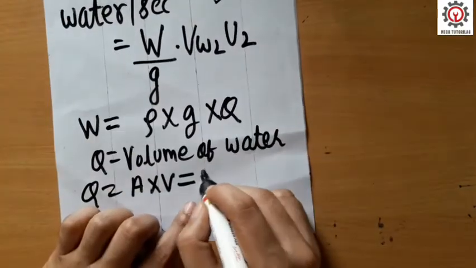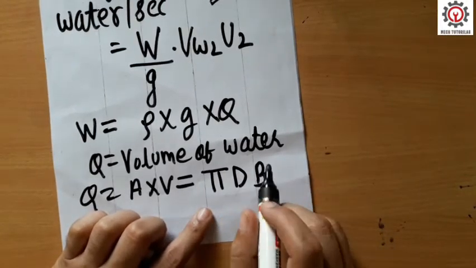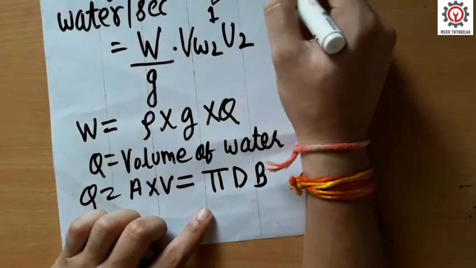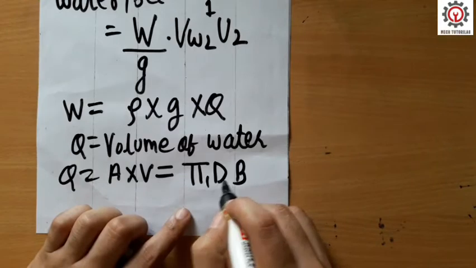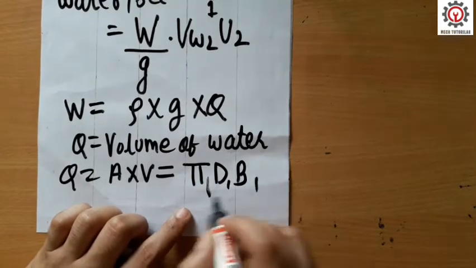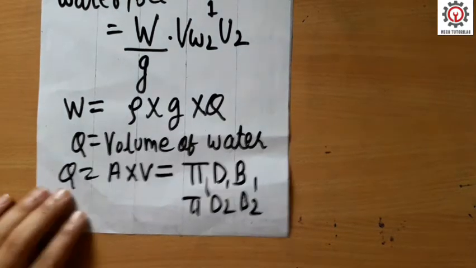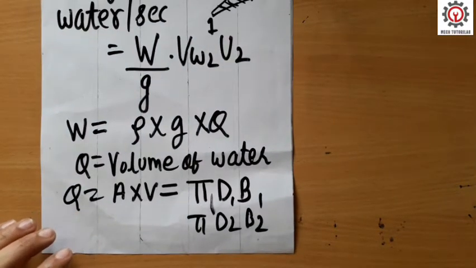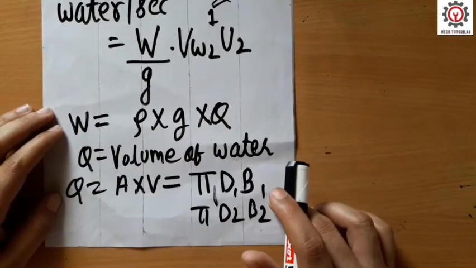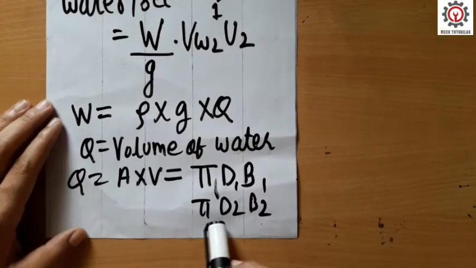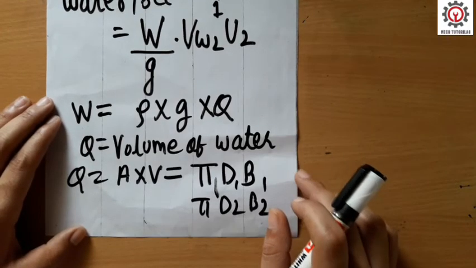So we can write pi D b V, but taking inlet as 1 and outlet as 2, at inlet it will be pi D1 b1 V1 and at outlet pi D2 b2 V2, where D1 is the diameter of the impeller at inlet, b1 is the width of the impeller at inlet, D2 is the diameter of the impeller at outlet, and b2 is the width of the impeller at outlet.